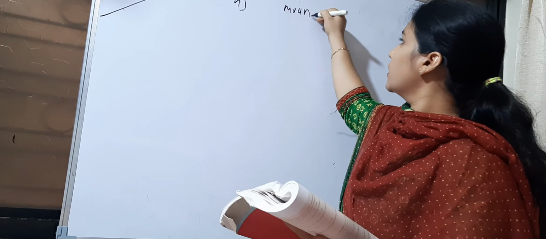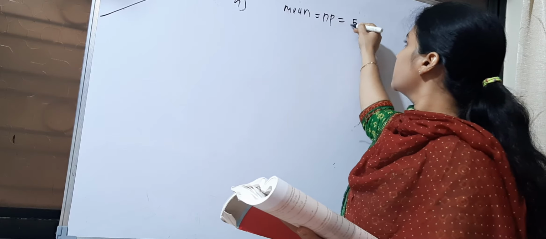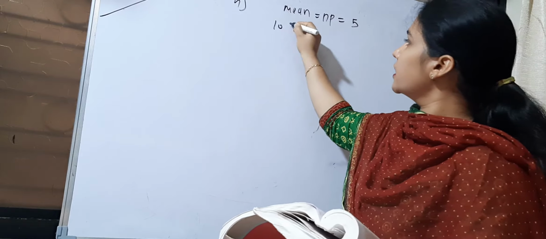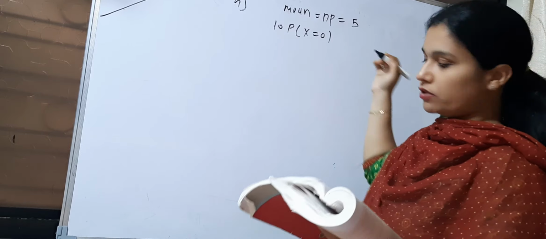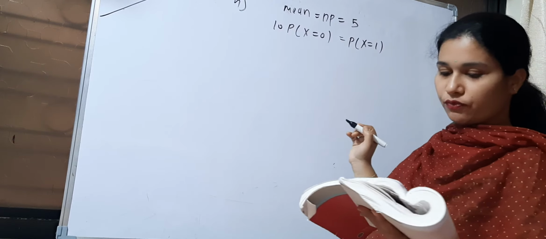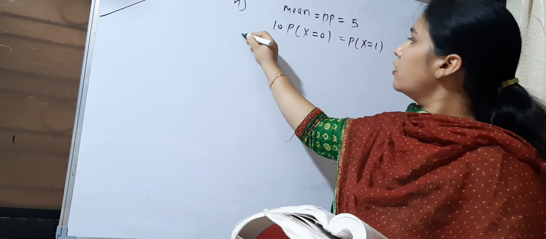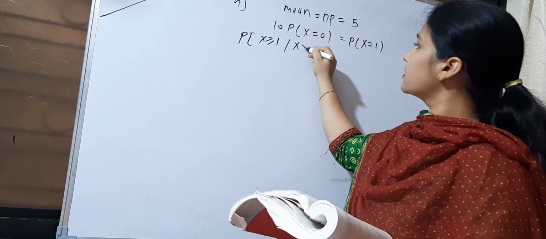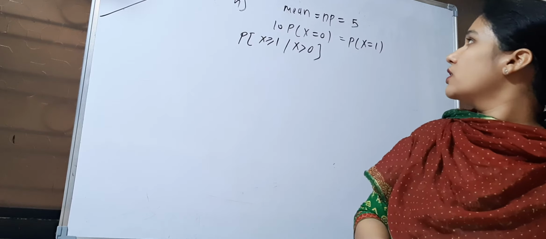Fourth question. If a random variable x follows binomial distribution with mean NP, and this value is 5, and satisfies the condition that 10 times probability of x equal to 0 is equal to probability of x equal to 1, then what is the value of probability of x greater than equal to 1 given that x is greater than 0? So all these values are given.